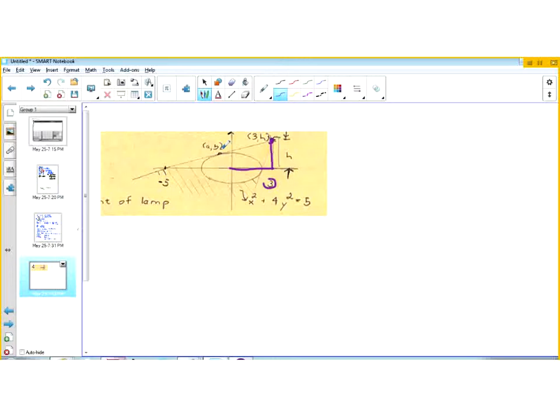What's happening is the light beam from the lamp shines down on the ground, and we have this elliptical region as shown here. I'll accentuate it right here. The elliptical region is the region defined by the boundary x squared plus 4y squared is equal to 5. That's the equation of that ellipse.